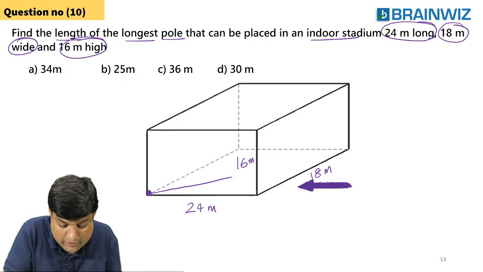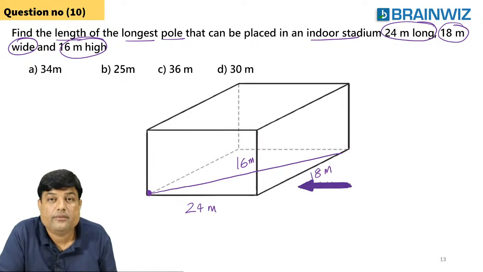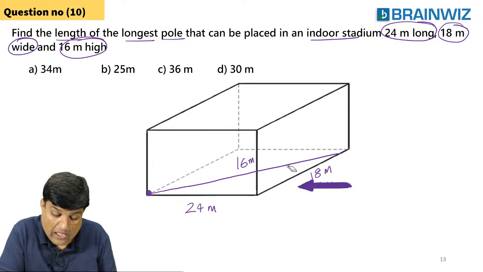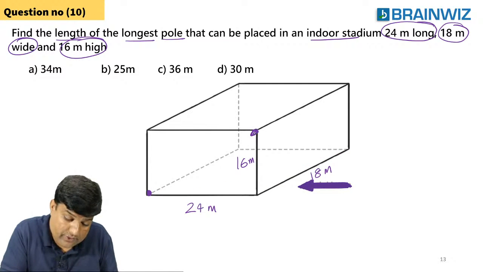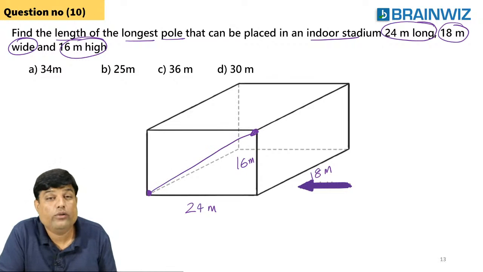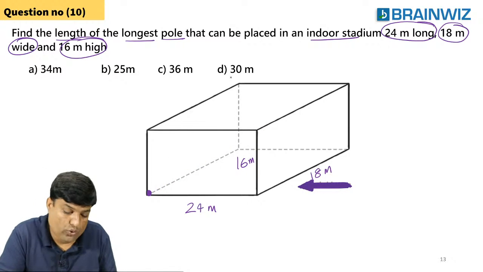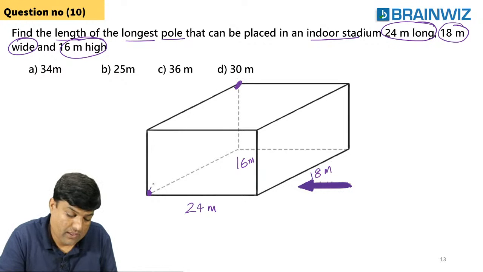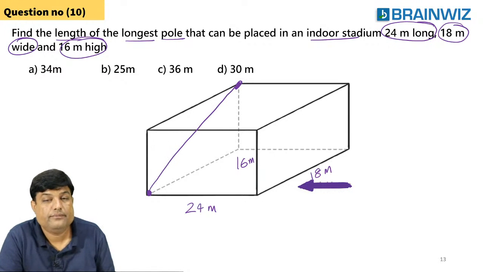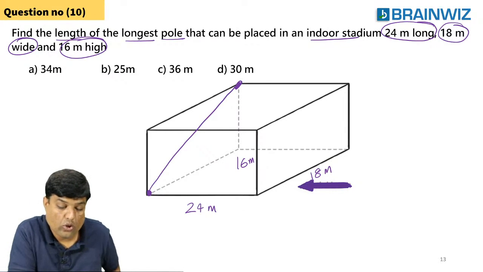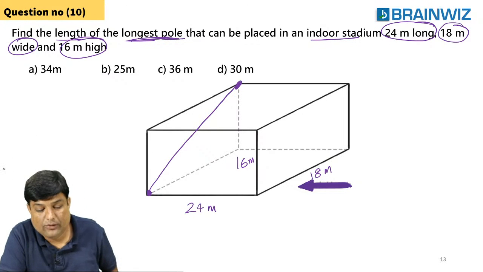I don't want you to find out the diagonal of the floor. I don't want you to find out the diagonal of the front wall. I don't want you to find out the diagonal of the side wall. I wanted to find out the longest pole that can be placed in this indoor stadium.